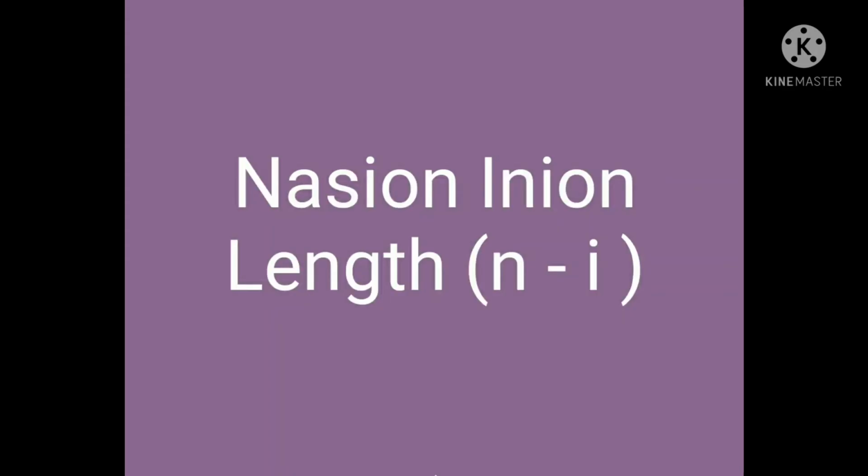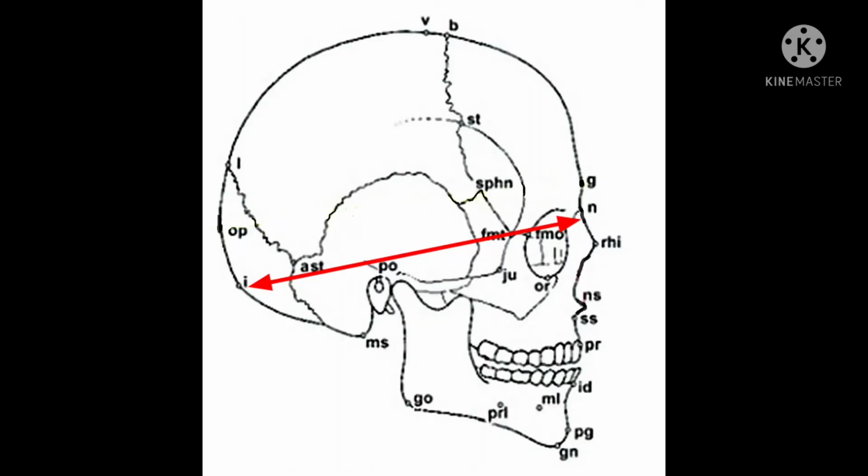The third measurement is nasion inion length. It measures the straight distance from the nasion to the inion. So let's see the definition here for the nasion. The nasion is the meeting point of the frontonasal and internasal sutures.